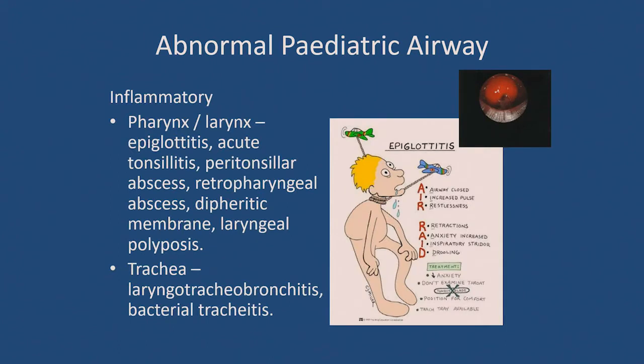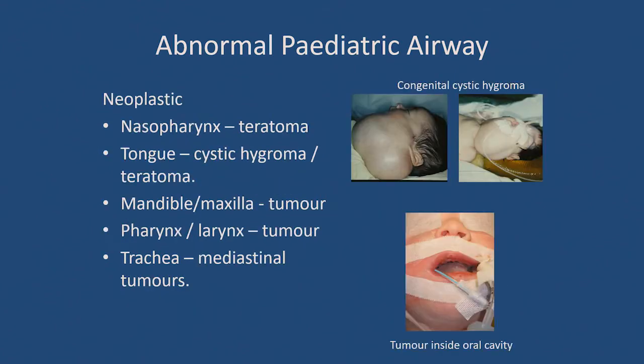Inflammatory conditions of the airway usually involve infection by different organisms, causing swelling and obstruction at the level of the pharynx, larynx, tonsils, and trachea. Neoplastic conditions may involve teratoma, cystic hygroma, or tumor that cause obstruction at the level of the nasopharynx, tongue, mandible, larynx, and mediastinum next to the trachea.